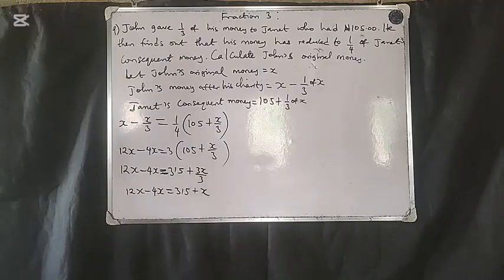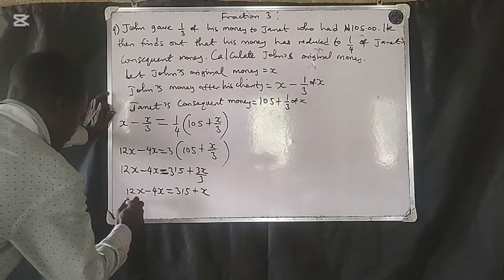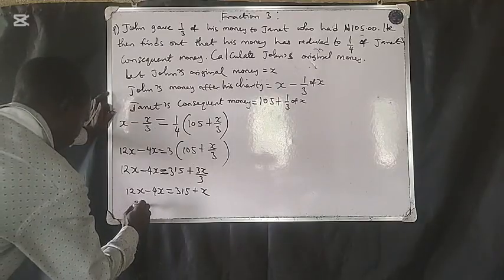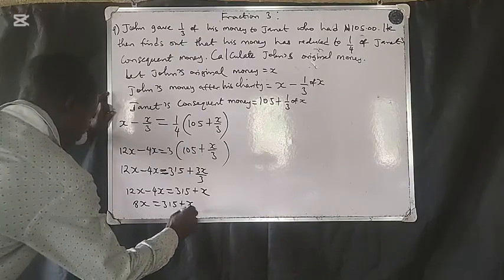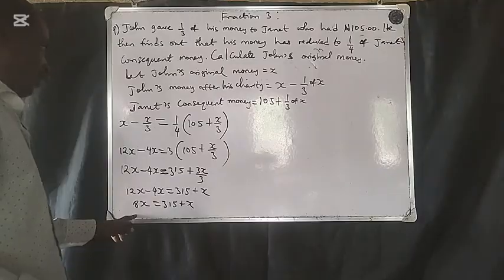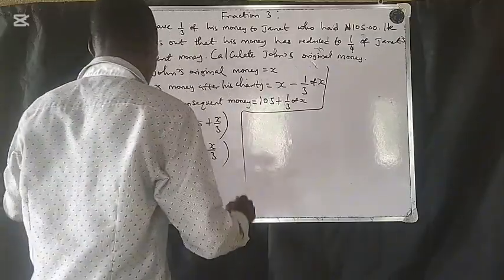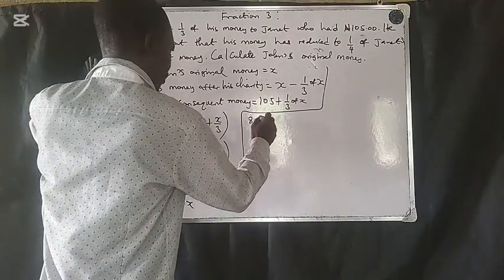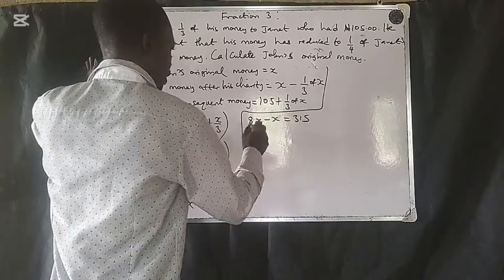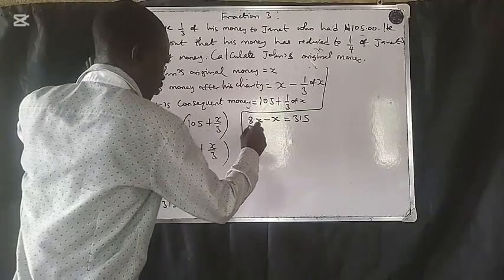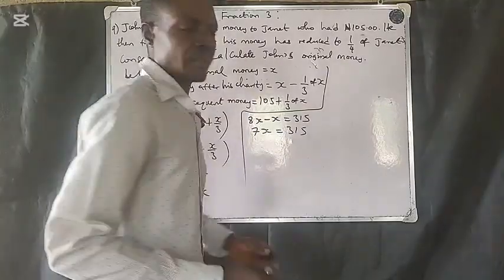If I remove 4 from 12, I'm going to be left with 8. So here I have 8x equals 315 plus x. Let this x come here. We're going to have 7x. So we have 8x minus x equals 315. 8x minus x, that will give us 7x equals 315.